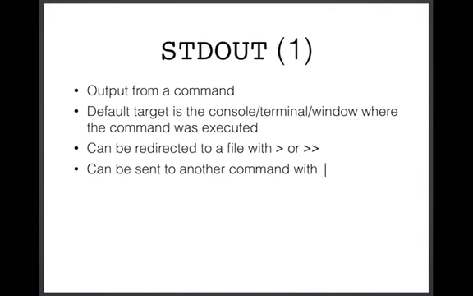And standard output can be redirected to a file with the right angle bracket, or if you double that up and do 2 right angle brackets, that appends to a file. So the single right angle bracket will write the output to a file. If that file already exists, it'll overwrite that file, and the current output will be the only contents of that file. If the file already exists and you use the 2 brackets, it'll append the data to that file. And then instead of redirecting to a file, you can use the pipe character and set up a pipeline so the output of one command becomes the input to the second command.